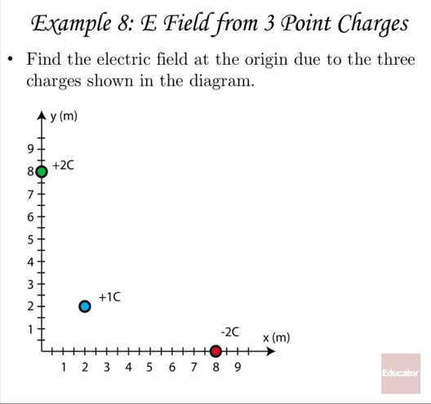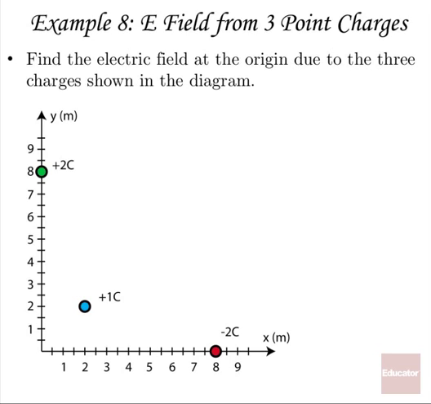Find the electric field at the origin due to the three charges shown in the diagram. We've got a plus 2 coulomb charge here at (0, 8), a plus 1 coulomb charge here at (2, 2), and a minus 2 coulomb charge here at (8, 0). Our strategy is going to be to find the electric field at the origin due to each of the individual charges and then add those up in vector fashion.